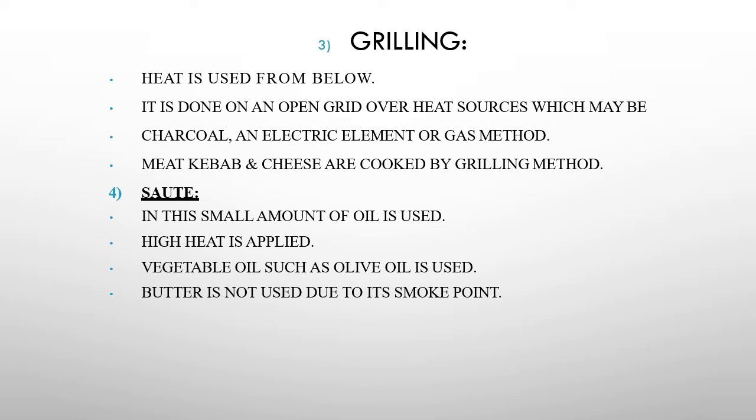And the fourth method is sautéing. In this, a small amount of oil is used, and high heat is applied, and vegetable oil such as olive oil is used for the sautéing method. Many countries mostly use olive oil, and some of them use sunflower oil and groundnut oil for the sautéing process. And butter is not used because its smoking point is lower, so most of them use olive oil.